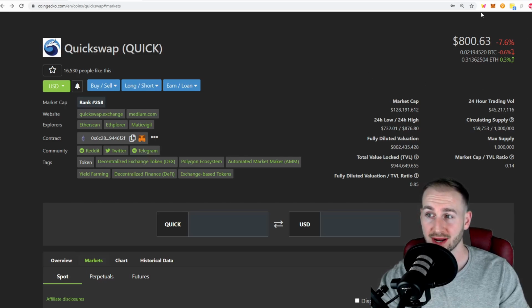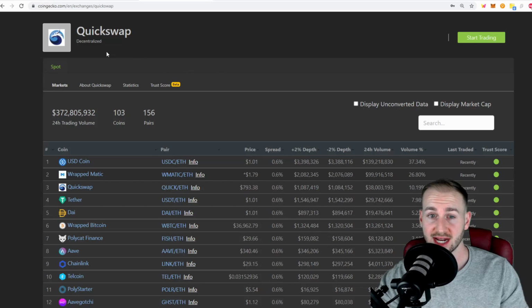So QuickSwap and the Quick token have seen a meteoric rise during the start of 2021. The Quick token is around $800 as of today, with a market cap of around 128 million, with many speculating this can go higher due to the fact we see other DEXs like Uniswap and PancakeSwap priced in the billions by market cap. Now, this decentralized exchange boasts $372 million of 24-hour volume.